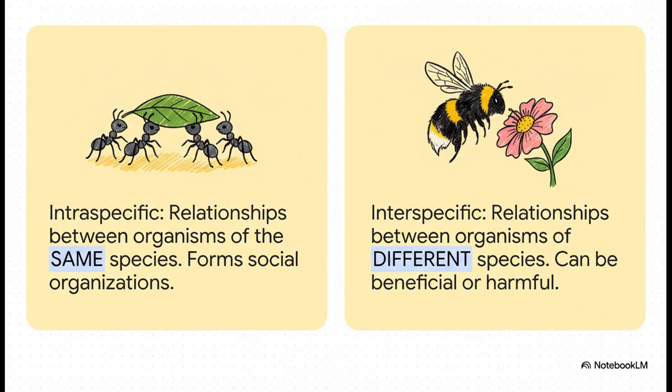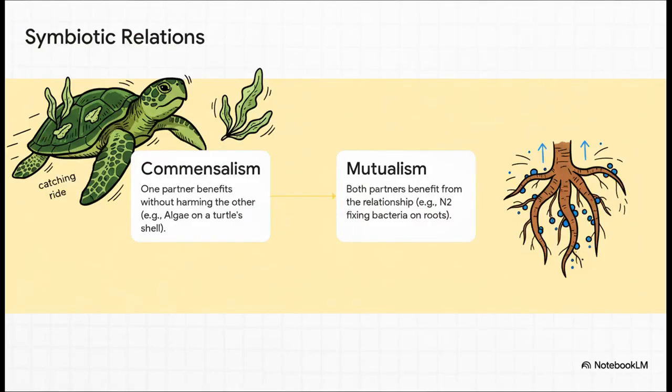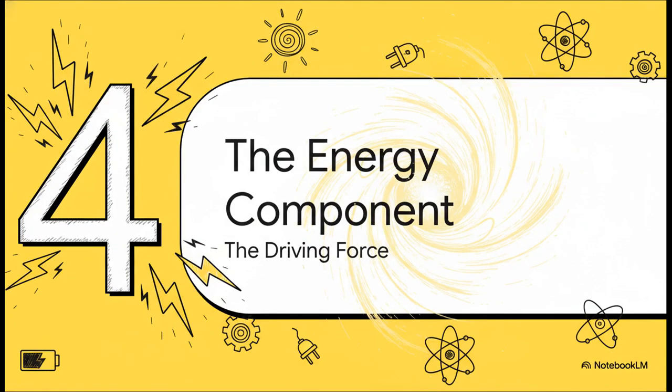Then you have interspecific relationships, and this is when things get really diverse, because it's all about how different species interact with each other. And here are two really cool beneficial types. With commensalism, one organism gets a benefit, and the other one, well, it's not helped or hurt. It's totally neutral, like algae just hitching a ride on a turtle's shell. But then you have mutualism, which is a true win-win, like the bacteria on plant roots. They get a home, and in return, they help the plant get nutrients. It's just perfect teamwork.